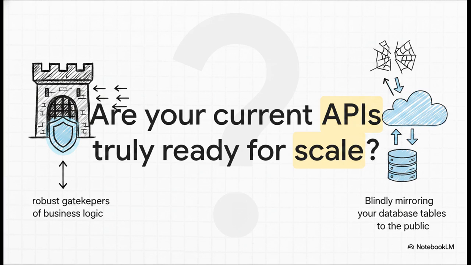So I want to leave you with this final provocative thought to chew on today. Look at the code you are writing right now. Are your current APIs truly designed for production scale, acting as robust gatekeepers of your business logic? Or are they just fragile wrappers, blindly mirroring your database tables to the public? I really encourage you to review your own architectural choices after watching this explainer.